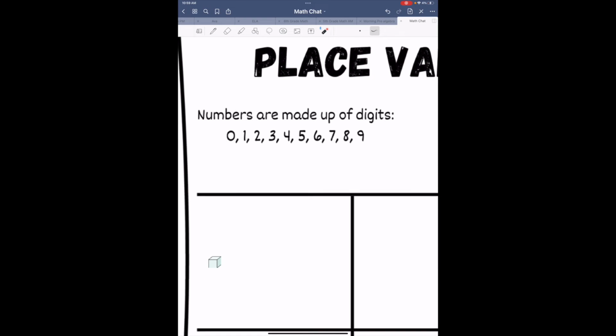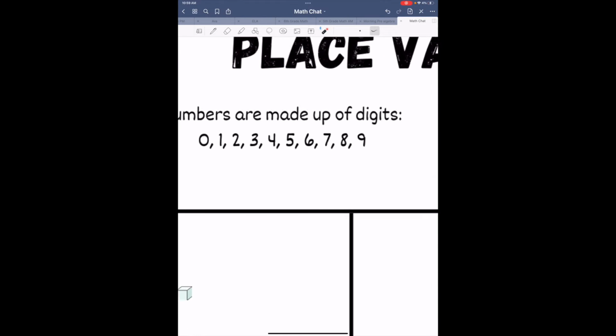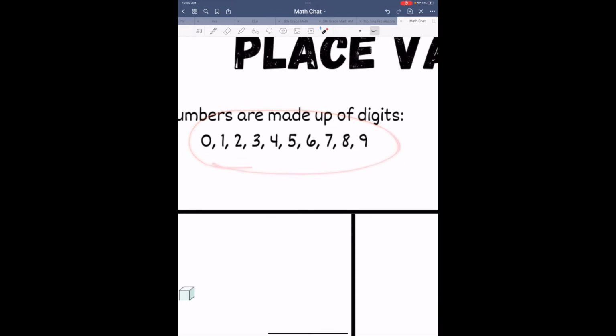So numbers are all made up of digits, and the 10 digits are 0, 1, 2, 3, 4, 5, 6, 7, 8, 9. And then once you get to 9, you start over. You say 10, 11. Those are the digits that make up every single number.